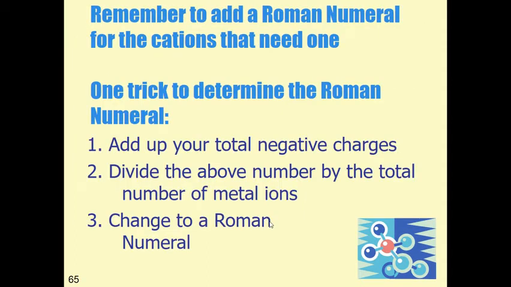So one way to figure out your Roman numerals, this is what I just talked you through, but here it is in steps. First thing you're going to do is add up your total negative charges. What's your total anion charge? You're going to use your anions to help you determine your Roman numerals. You're going to divide your negative charge by the total number of metal ions. So if your formula says Fe2, you're going to divide that total charge by 2.